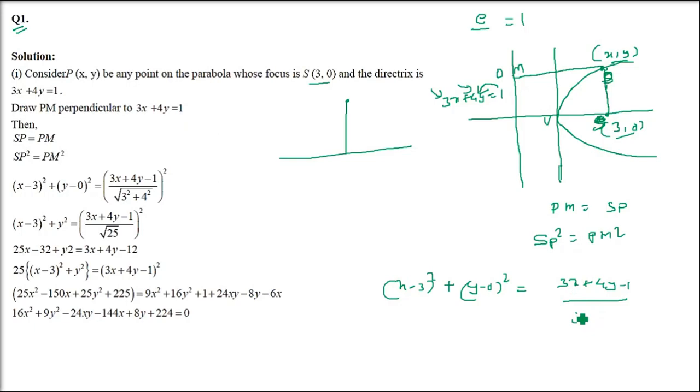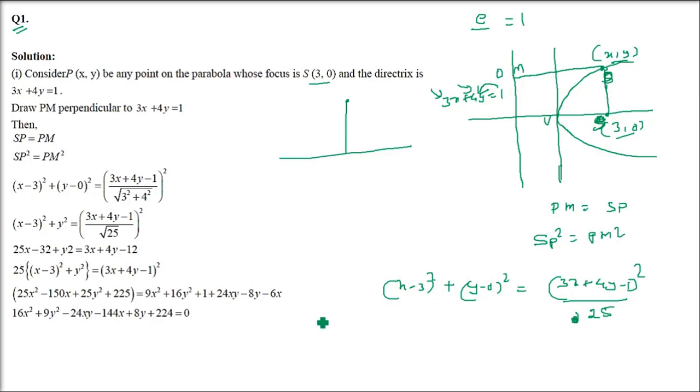So, x and y we have put, and in the denominator we have the square root of 3 square plus 4 square. But since we have squared it already, the square root will not be there. It will be simply 3 square plus 4 square. 3 square plus 4 square is what? 9 plus 16, which is 25. Now let us open it.